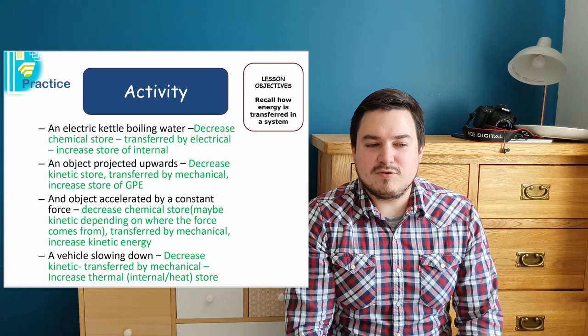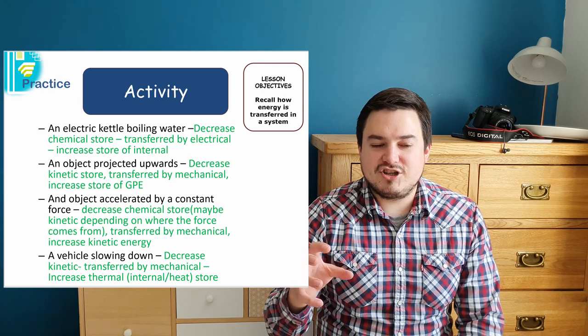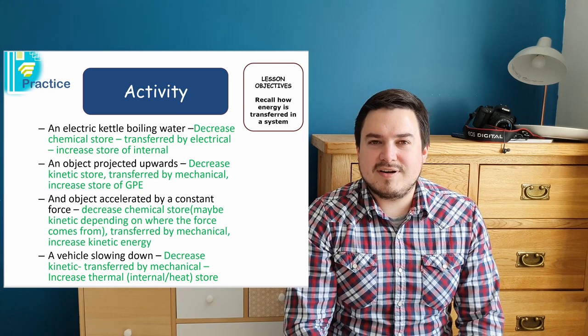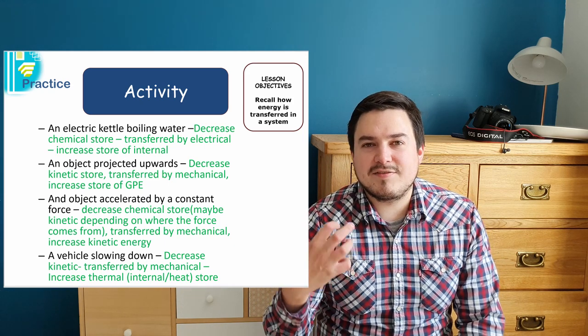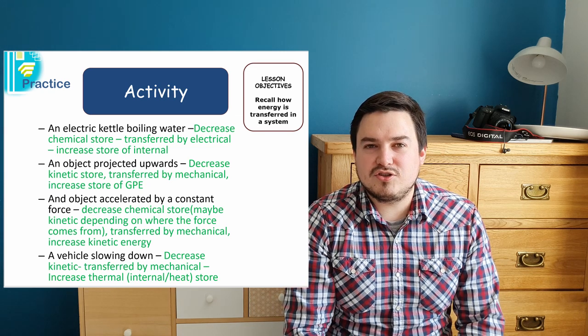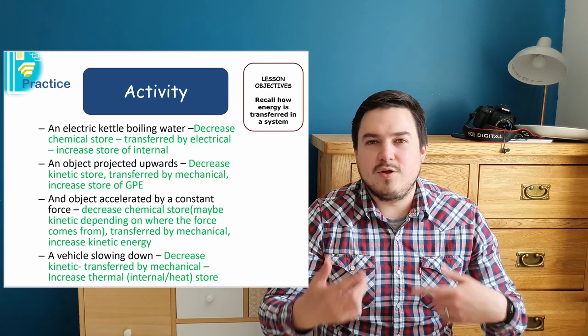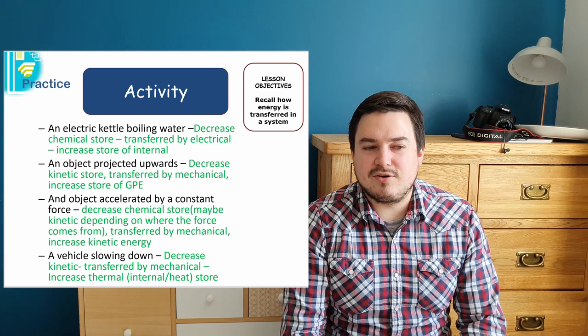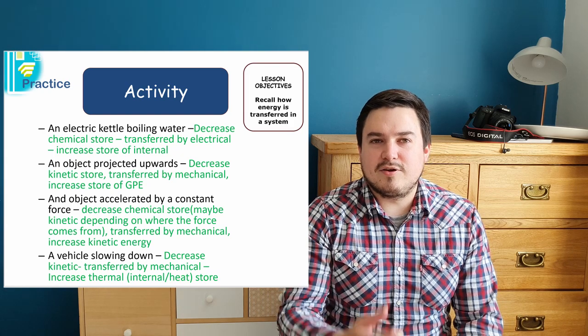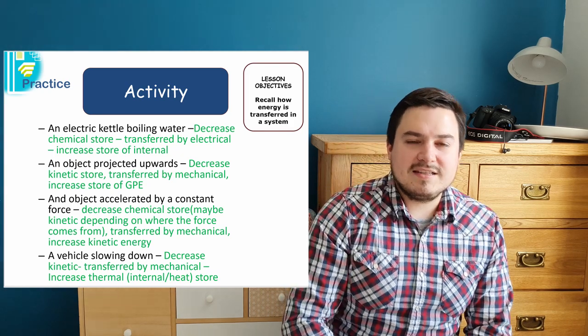And then finally, a vehicle slowing down, we have kinetic energy is going to decrease because obviously it's going to stop moving as quickly. We're going to transfer that by mechanical because the brake's going to have to put a force on the tyres, and that's going to be increasing the thermal store in those tyres, because we know that when friction happens, heat's going to increase in those different places. Tick the ones you've got right, please, and I'll need to look at those when I go through the answers.